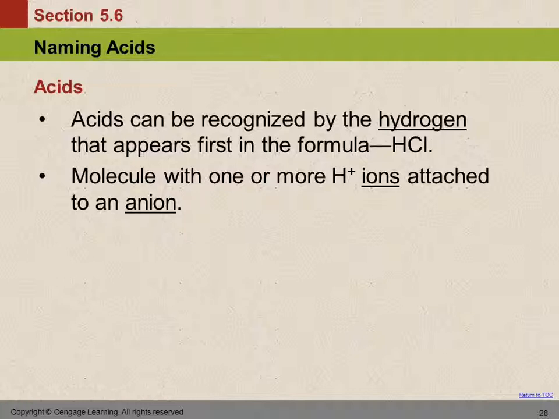So we can think of an acid as being a molecule that has one or more hydrogen ions attached to an anion. Acids are not technically ionic compounds, but many of them, when you put them in an aqueous solution, do ionize and form ions. And so we often think of them as containing ions. So acids are going to be hydrogen and something else.